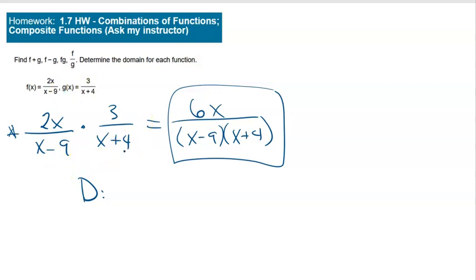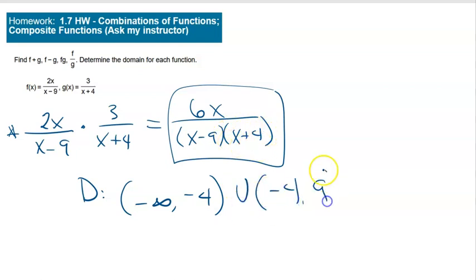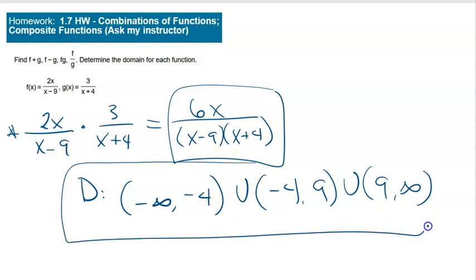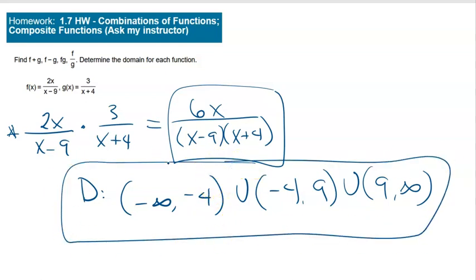So this domain is just like the first two. It's going to be negative infinity to negative 4. Why? Because x cannot be negative 4 because of this factor. Union negative 4 to 9. What's up with 9? Well, x can't be 9 because of this factor. Union the other side of the number line, 9 to infinity. Parentheses are important. That means that those numbers are not included. Anytime you have a parenthesis next to a number, that means that number is not included. A bracket means the number is included.